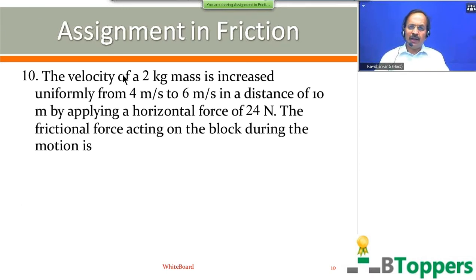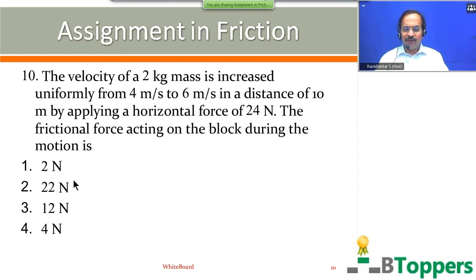The velocity of 2 kg mass is increased uniformly from 4 meter per second to 6 meter per second, a distance of 10 meters by applying a horizontal force of 25 Newton. The frictional force acting on the block during the motion is... 4 options are given on screen. You have to find the correct answer. Come on, try to answer the question.